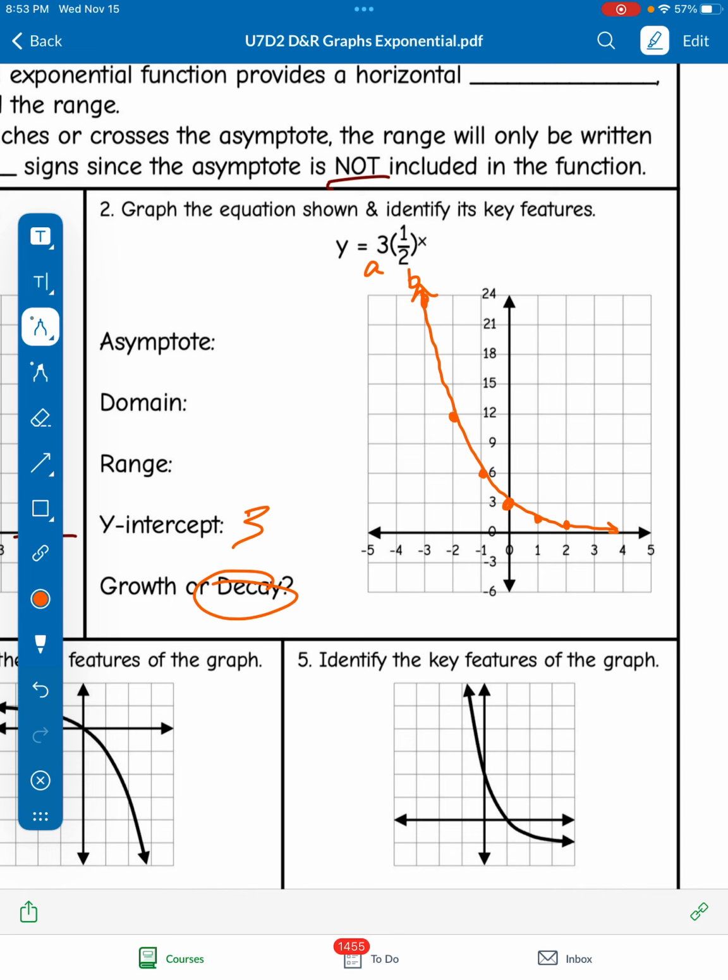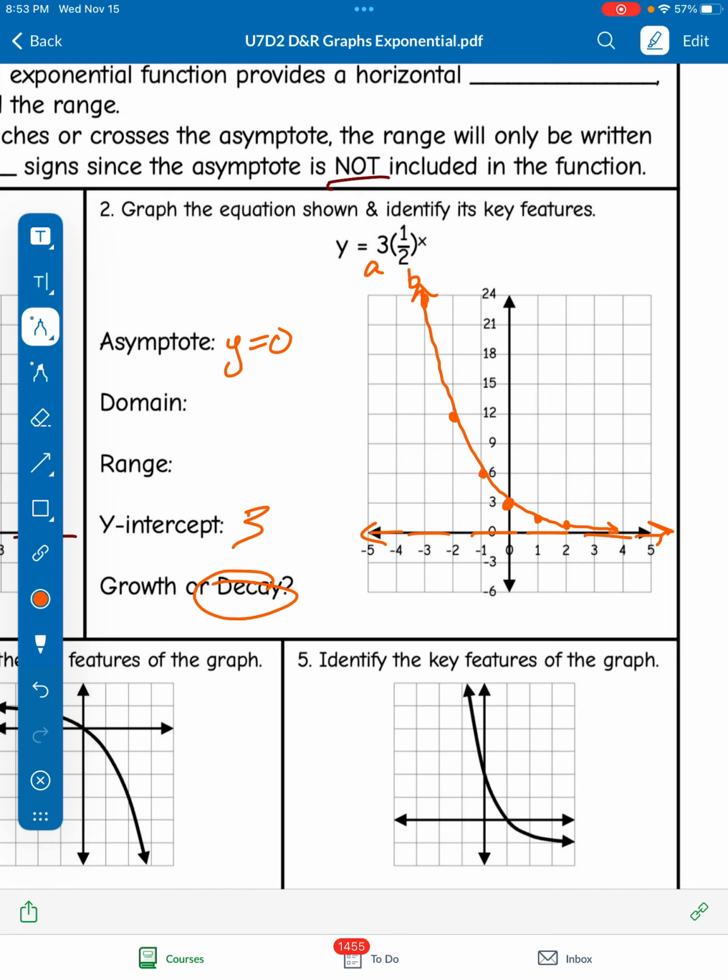Again, we see that our asymptote is right here on the x-axis, which is going to be y equals 0. Again, remember the hint we talked about earlier. You can always tell the asymptote from the equation based on what is added or subtracted at the end. So if there's nothing added or subtracted at the end, then our asymptote is nothing, aka 0.